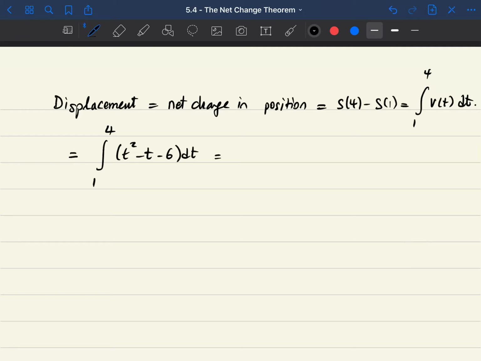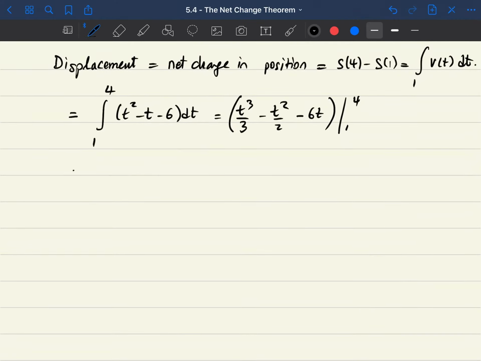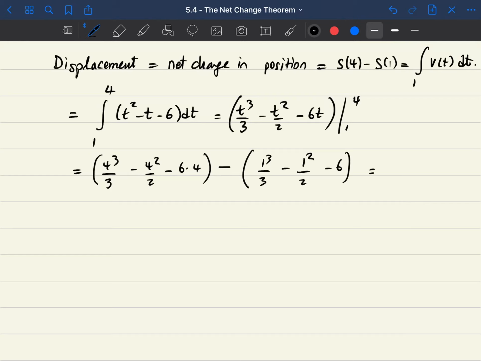So this is equal to, remember that we have to use the power rule here, t cubed over 3 minus t squared over 2 minus 6t, and we have to plug in 1 and 4 and then find the difference. So we have that this is equal to 4 cubed over 3 minus 4 squared over 2 minus 6 times 4, minus, you plug in 1, so 1 cubed over 3 minus 1 squared over 2 minus 6. And if you do this calculation, you'll find negative 9 over 2.